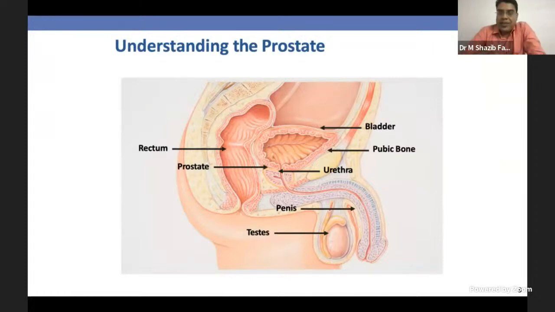Moving towards the basic anatomy of the prostate gland. I hope you can make out, this is the urinary bladder, and just below the urinary bladder there is an oval structure, between which a tube is passing. This tube is known as the urethra, through which the urine passes from the bladder to the external world. And this organ is the main organ we will be dealing with today, known as the prostate gland.